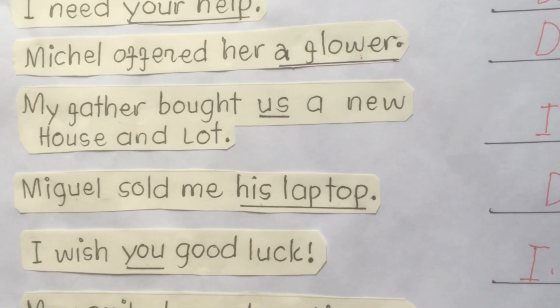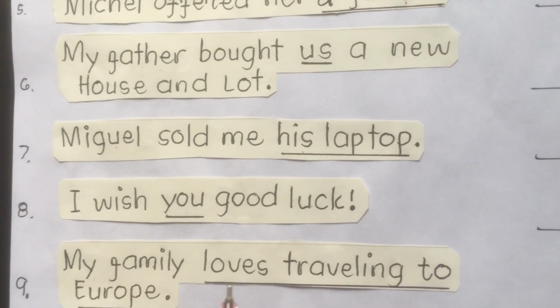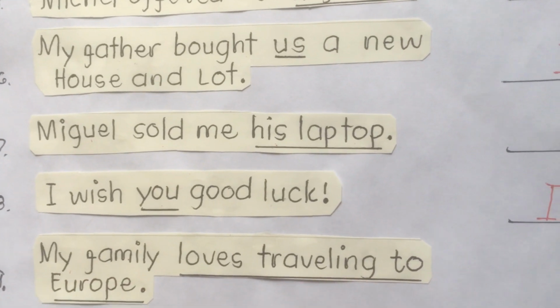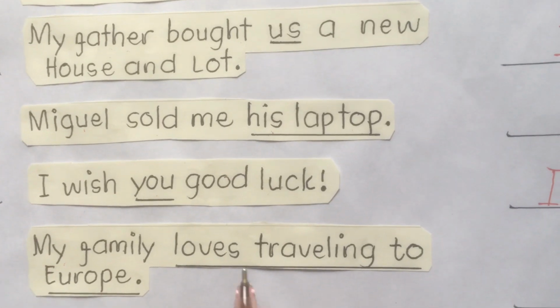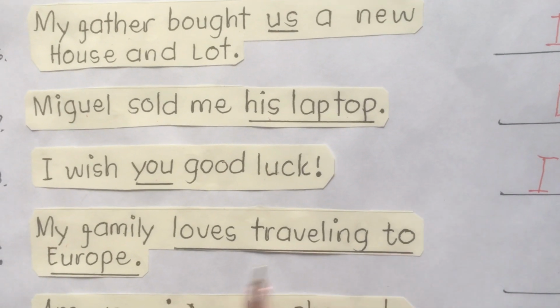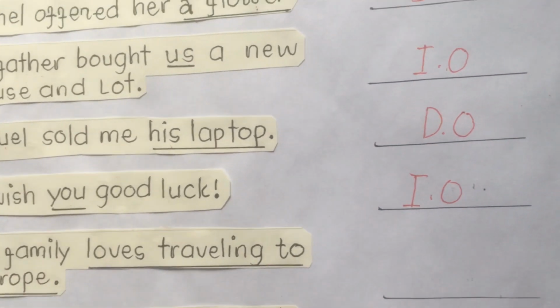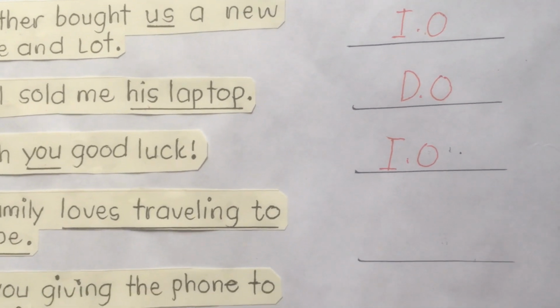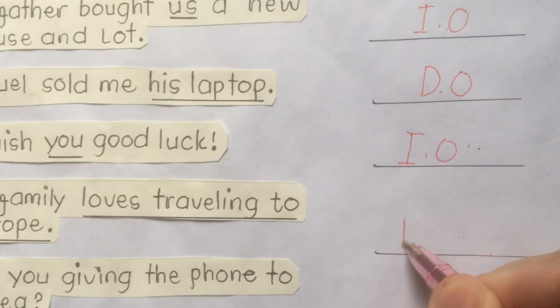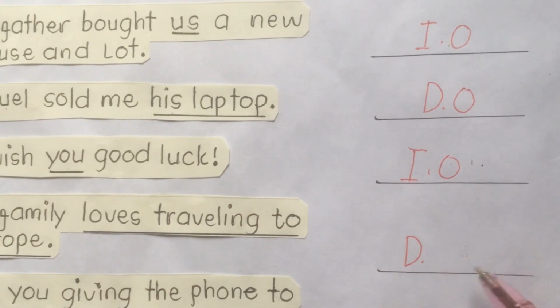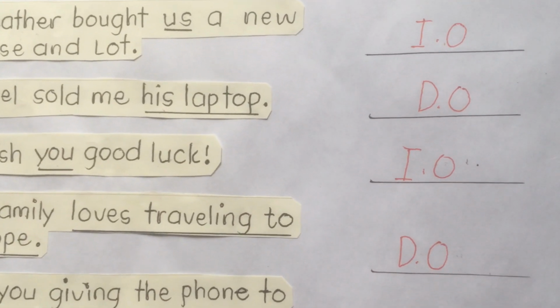9. My family loves traveling to Europe. The underlined word is traveling to Europe. Is that direct object or indirect object? Okay, we're going to write direct object, which is DO.